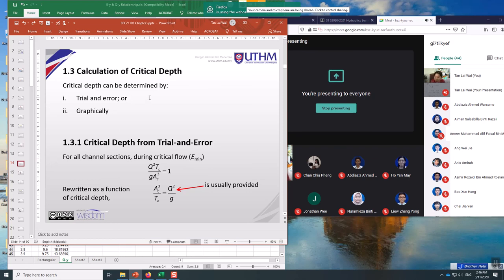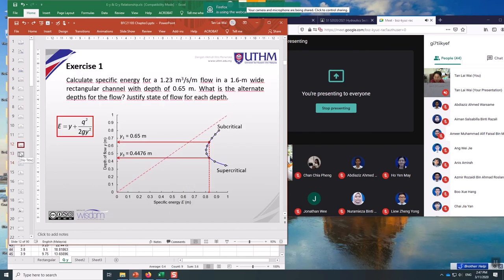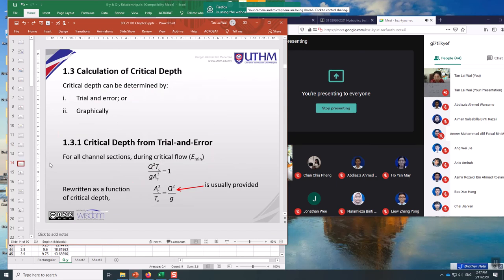Okay, now let's look at the calculation of critical depth. It's actually similar to the questions before, except that the question before asked you to find the alternate depths, all the alternate steps. Now it is the calculation of critical depth. The steps are similar to getting the depth of uniform flow in chapter 2. You can do trial and error, or you can get it through a graph. Now, the critical depth from trial and error.